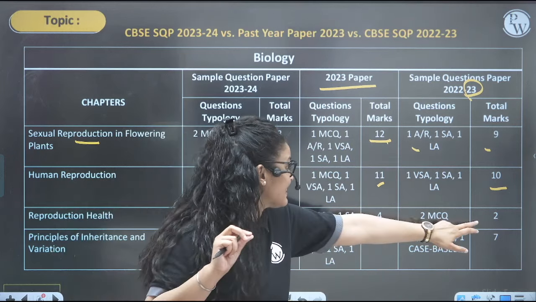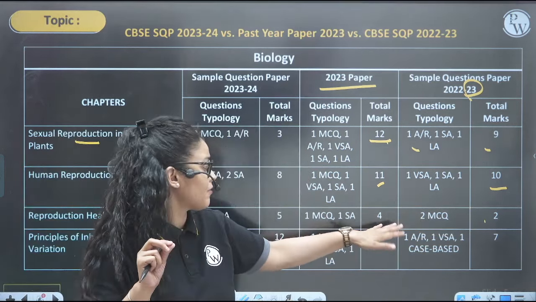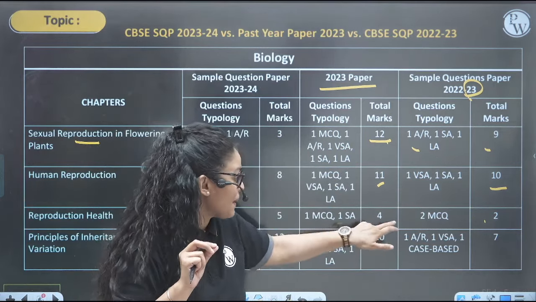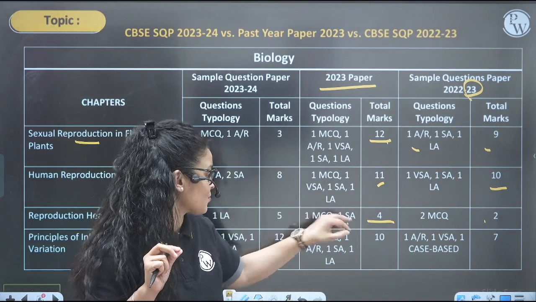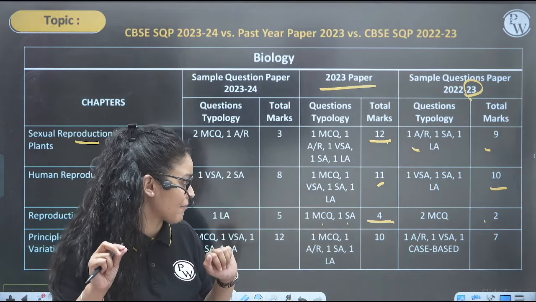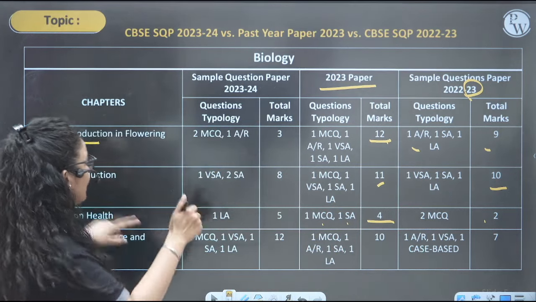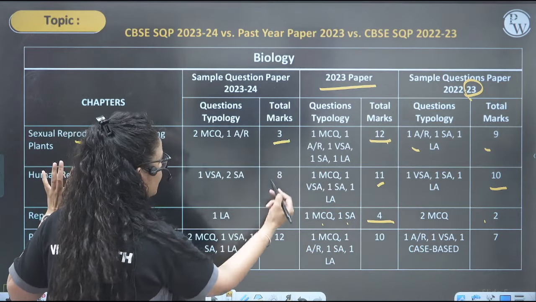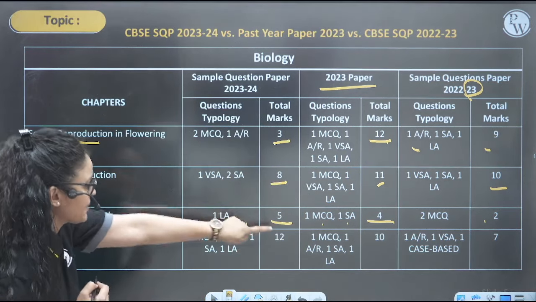Next, if we see the chapter reproductive health, they asked 2 questions, 2 MCQ type questions, and in the actual paper they gave 4 marks weightage to this chapter. They asked 1 short answer type and 1 MCQ type question. Next, if we see the sample paper this time for this chapter, this was the weightage. You can see the weightage of the sample papers of this year.